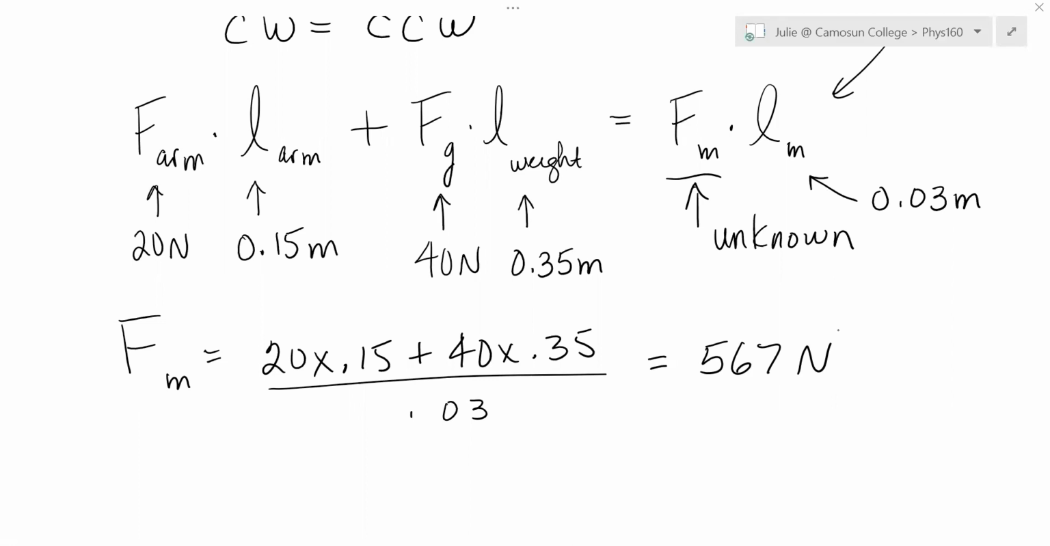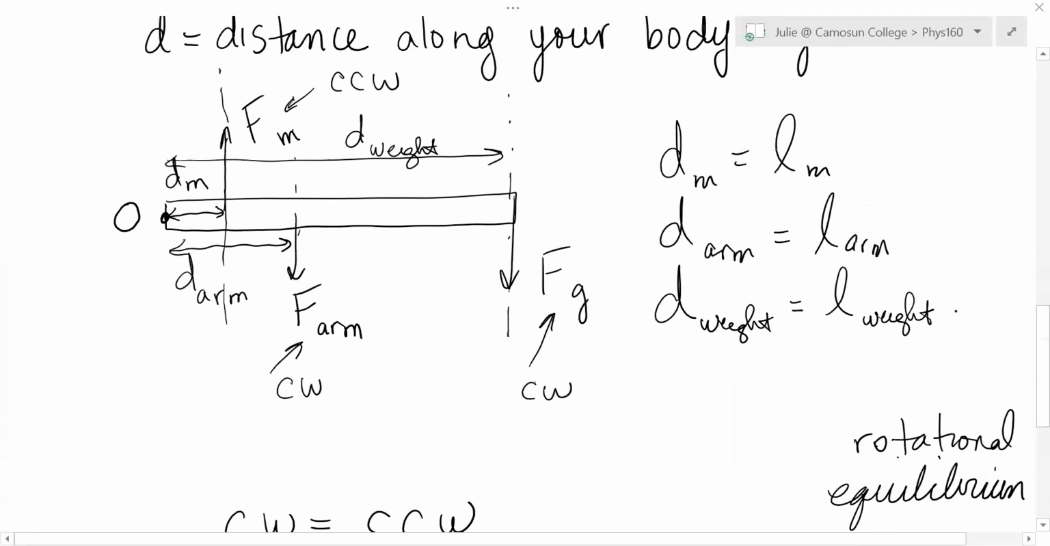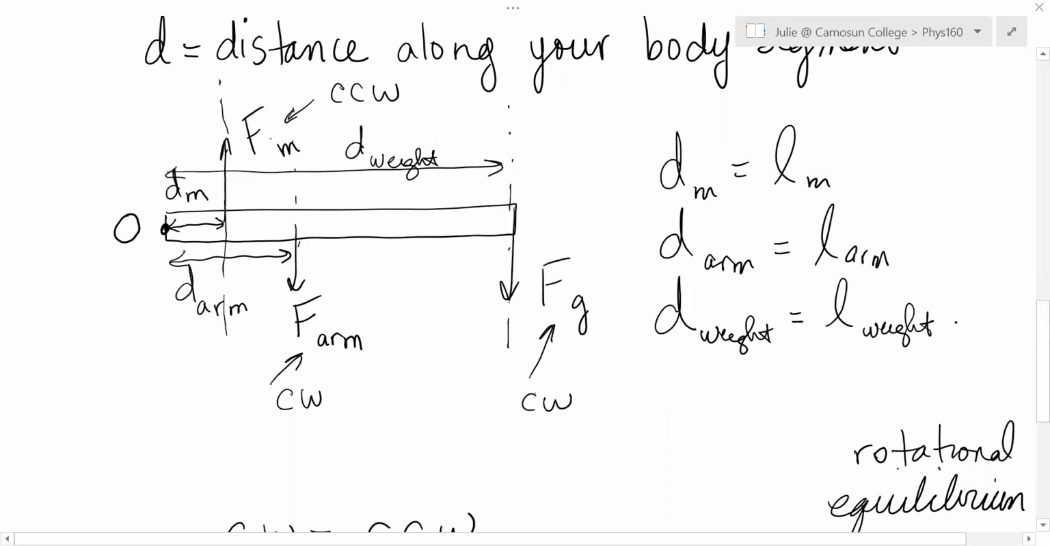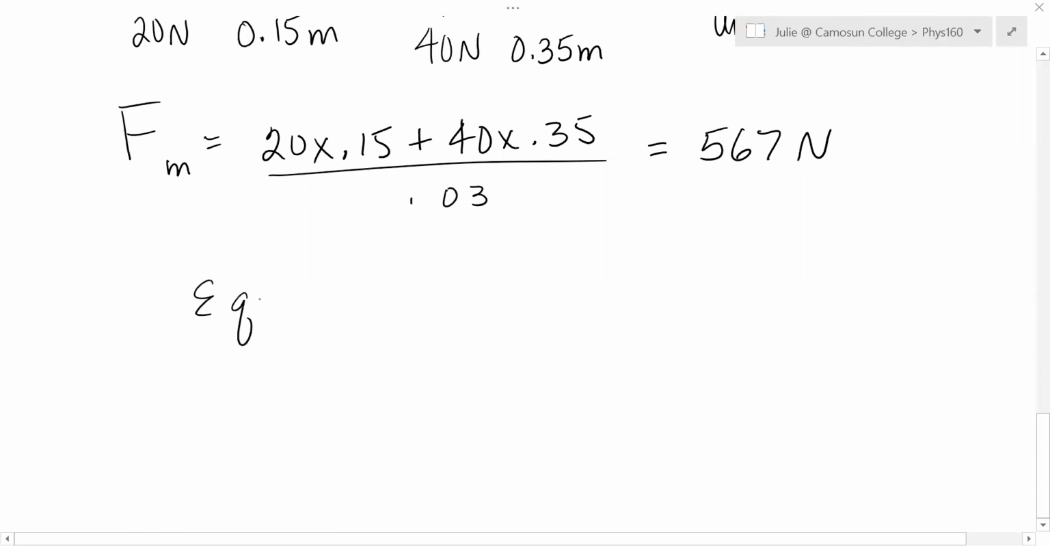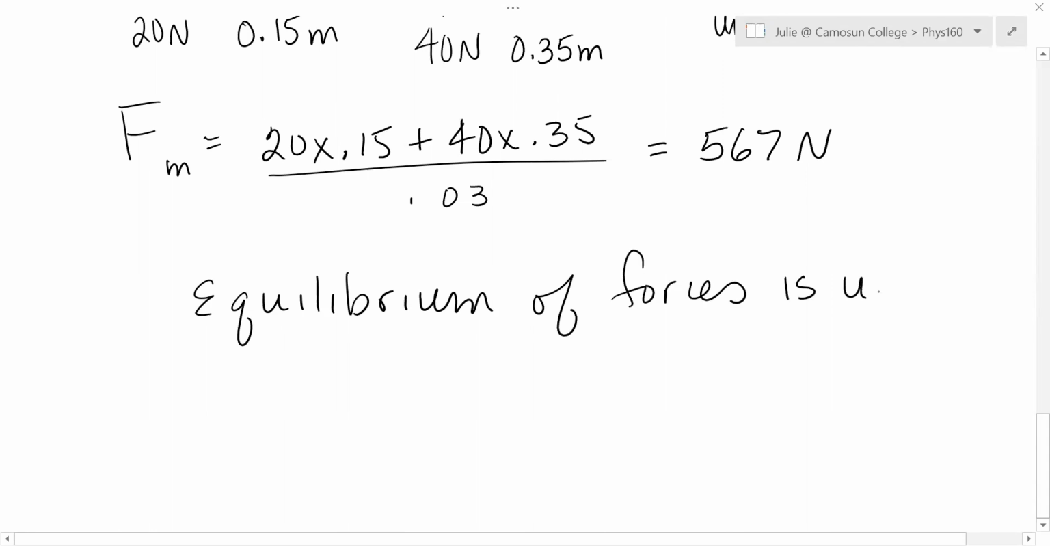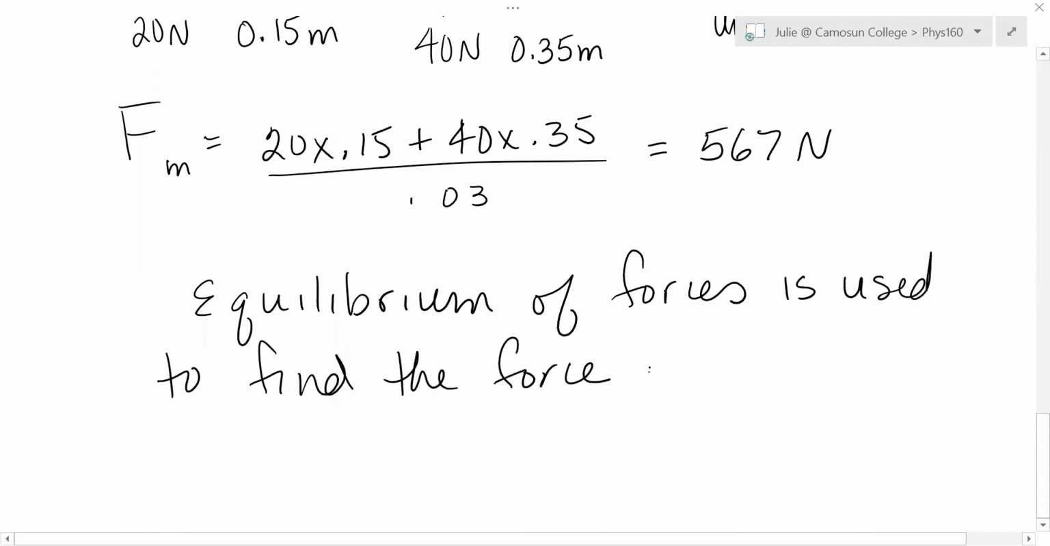Now, the next question is, if we look at that, this force of the muscle up, and the two forces down, they certainly do not balance. Up equals down. So now we look at equilibrium of forces. And this is used to find the force in the joint.